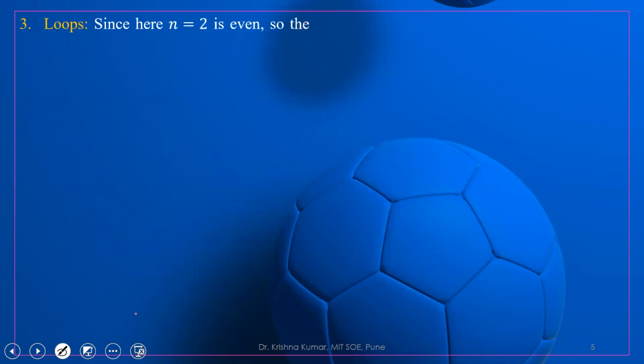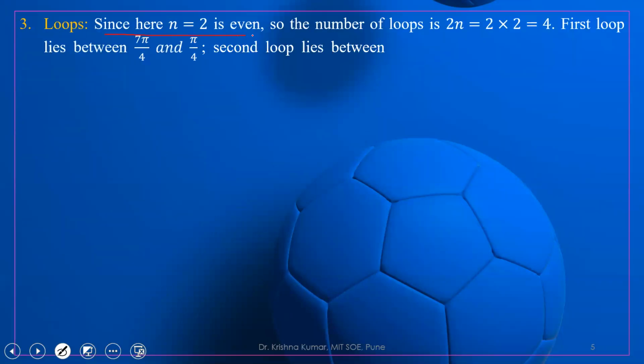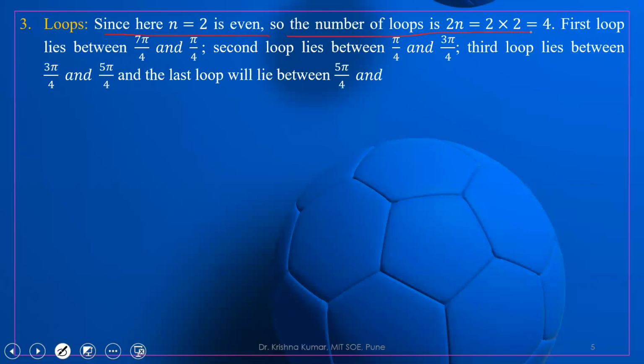Next loop, just look here, what is the value of n? It is 2. Since here n is equal to 2, which is even, the number of loops is 2n, equal to 2 into 2, equal to 4. The first loop, and now let us see how the loops will lie.